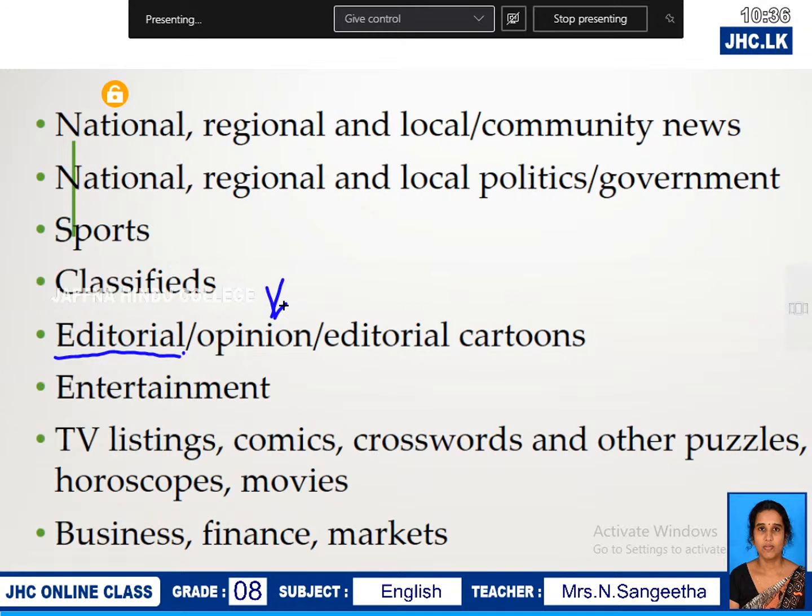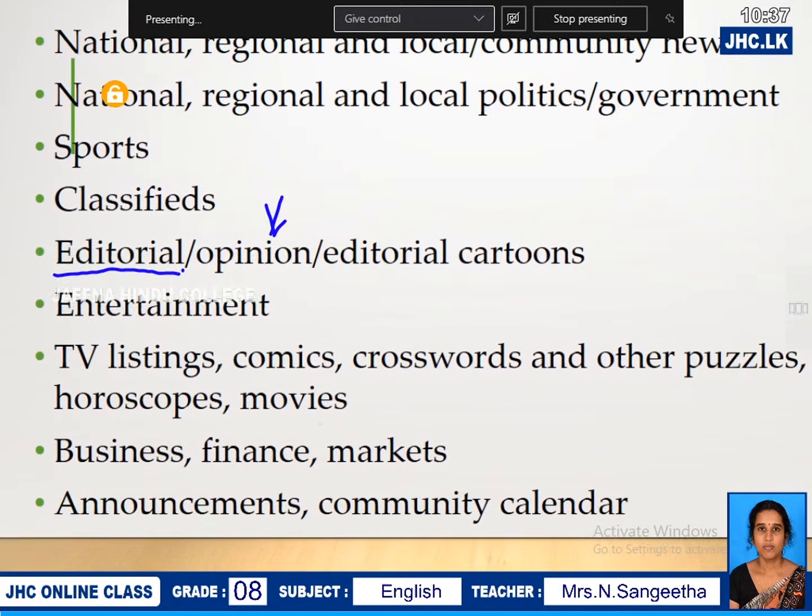Then the entertainment. It may be cinema or some other things, celebrities பற்றி சினிமா அப்படியானது வரும். என்டர்டெயின்மெண்ட், ரைட். பாலிவுட், ஹாலிவுட் எல்லாம் சேர்ந்து வரும். Then TV listings, comics, crosswords and other puzzles. The TV programs, என்னென்ன டைமுக்கு என்ன ப்ரோக்ராம் போகுது அந்த டிவி லிஸ்டிங் இருக்கும். காமிக்ஸ் அண்ட் crosswords and other puzzles இருக்கலாம். ஹாரோஸ்கோப்ஸ், இன்றைய பலன், ராசி பலன். And about movies, movie review or something else.